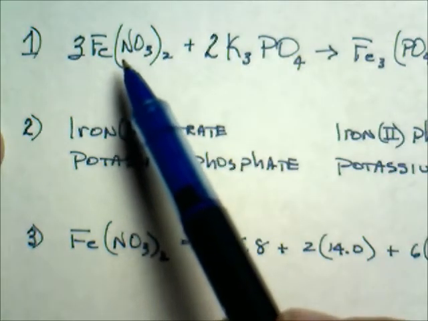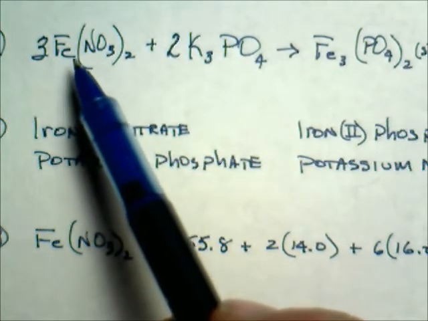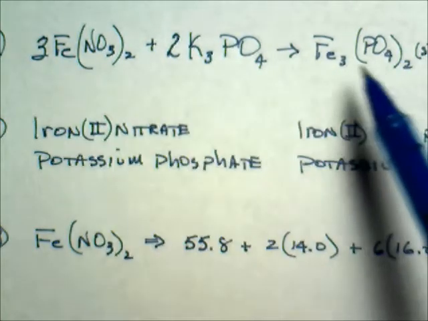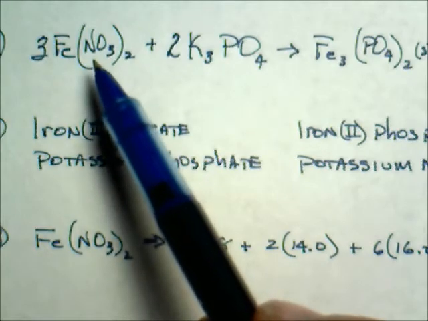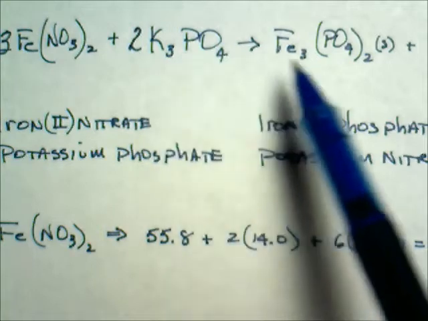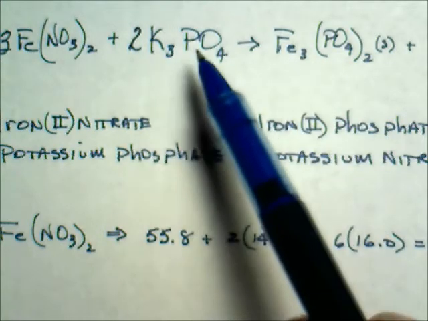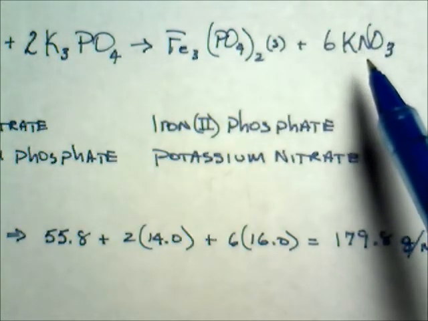Notice the first question is to balance the equation. We need to balance the equation by taking the three irons that we have here. So we've got 3 in front of the iron 2 nitrate. That's going to give me the fact that we have 2 phosphates, so we need a 2 in front of that. That's going to give me 6 potassium, so we have a 6 in front of the KNO3.